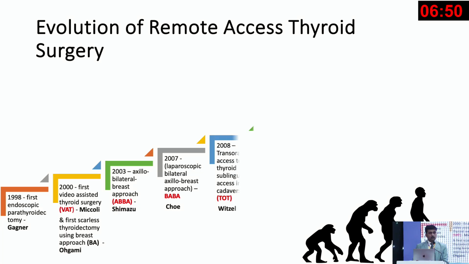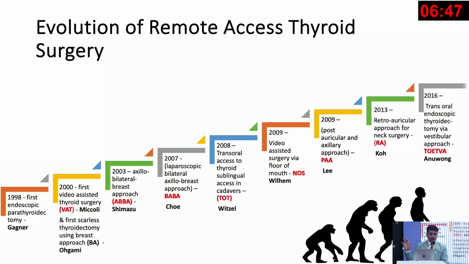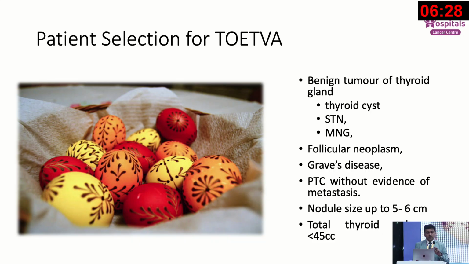And this has been the evolution of remote access thyroid surgeries. Starting in 1998 till 2016, different approaches have been developed. Finally, what is considered truly scarless is the natural orifice transluminal endoscopic surgery, which is TOETVA. That is what we do, the transoral approach. Here the incision is nowhere on the skin; it is in the vestibular mucosa of the oral cavity, and we use this natural orifice.